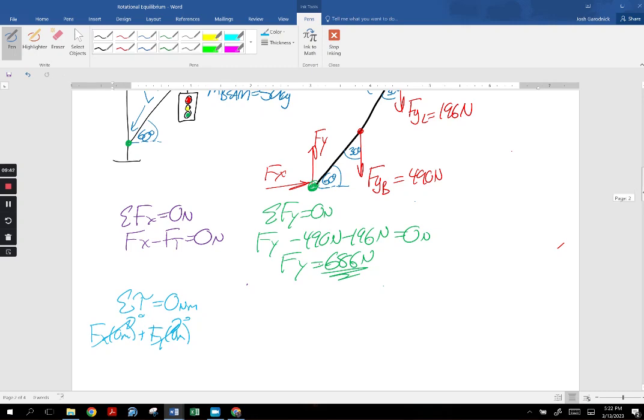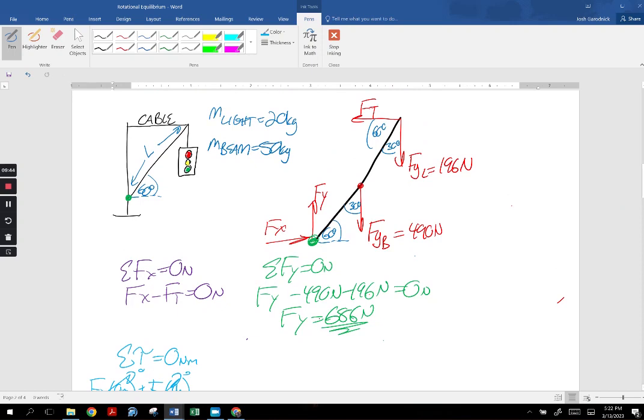You can tell from the picture that both gravitational forces will make it rotate clockwise around our pivot point. Those would be considered negative torques. Ft makes this try to go around counterclockwise, so that would be positive.